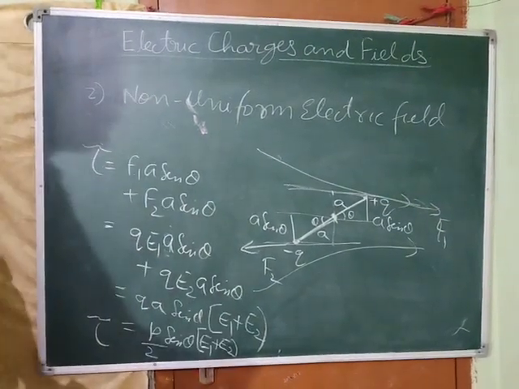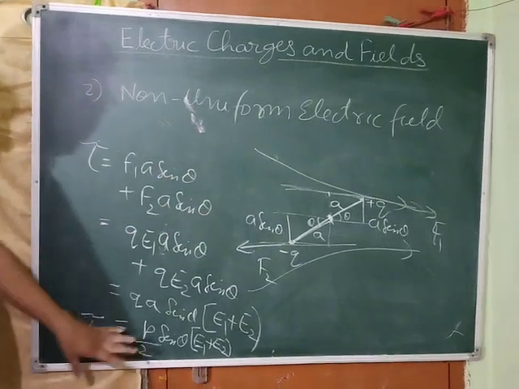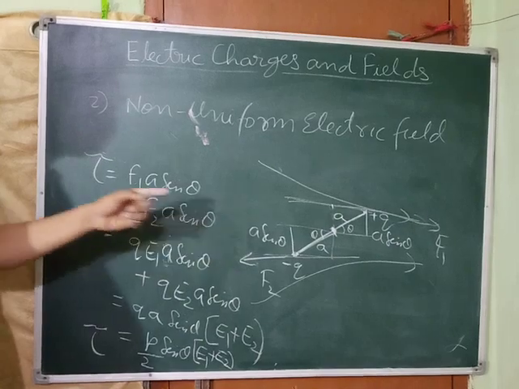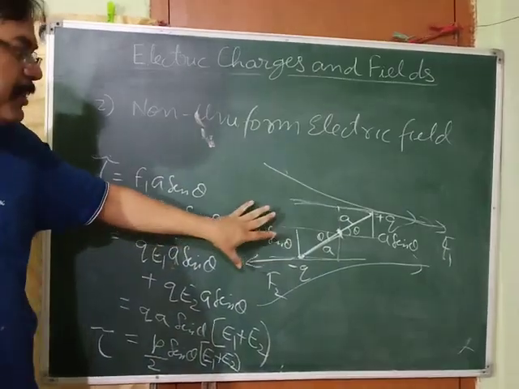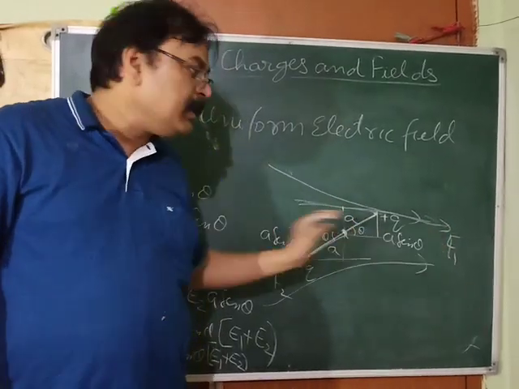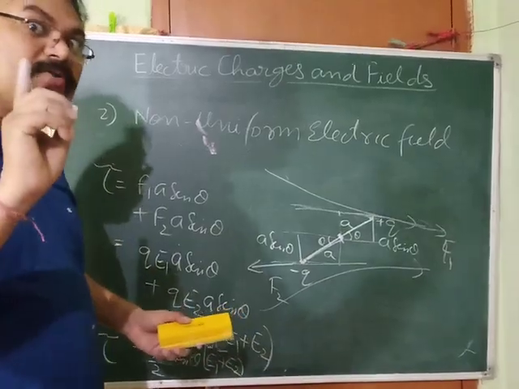That means net force is also acting, due to which it is translating, and torque is also acting, due to which it is rotating. So it is going to translate in that direction, that is, from the region of weaker electric field intensity to the region of stronger electric field intensity. It is going to translate as well as rotate. So how will it do that? See, it is going to have two-fold motion.